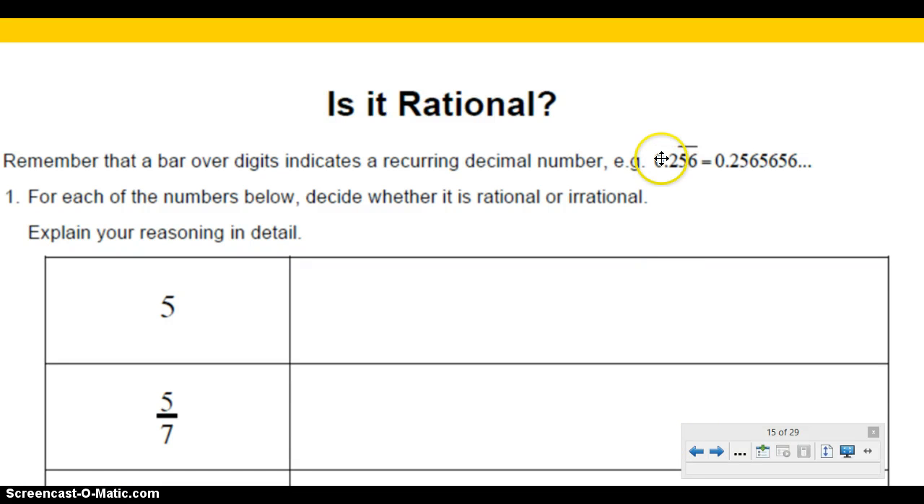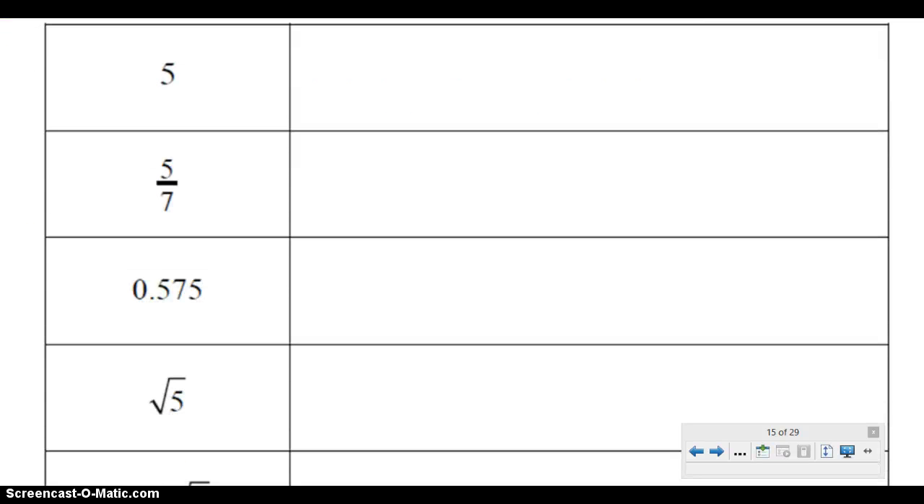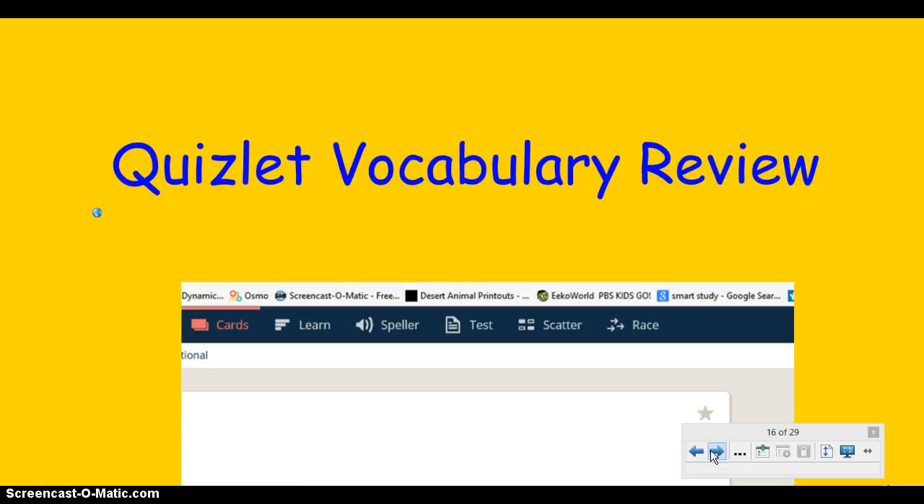This is actually one of the assignments that the students were given. Is it rational? Again, this was to be an independent assignment. Most students either worked with direct instruction in small group or one-on-one, and those who were able were allowed to work on their own independently as they went through.